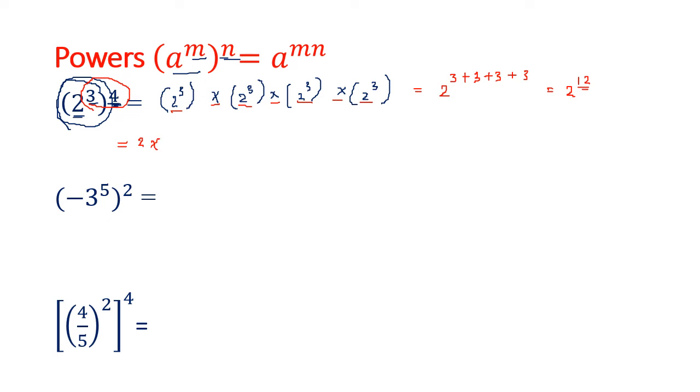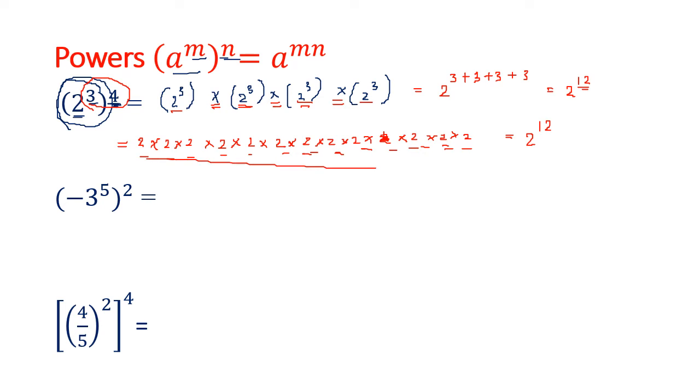2 raised to 3 means 2 into 2 into 2. Again into 2 raised to 3 means 2 into 2 into 2. Into 2 raised to 3 means 2 into 2 into 2. Into 2 raised to 3 means 2 into 2 into 2. Now count them 1, 2, 3, 4, 5, 6, 7, 8, 9, 10, 11 and 12. So we get 2 raised to 12. So this is the total expansion.